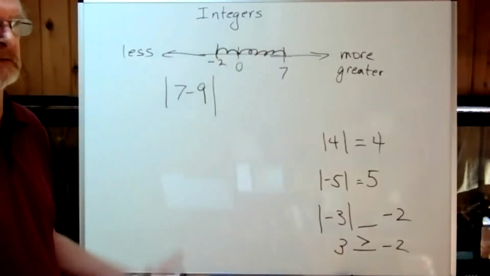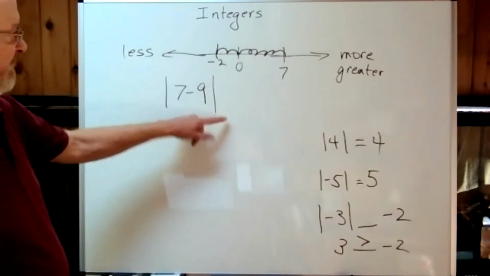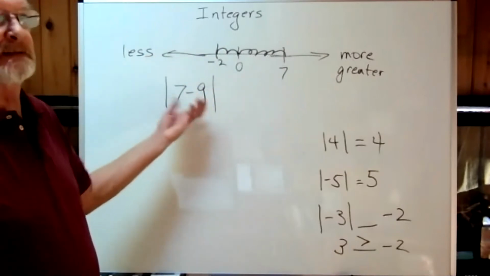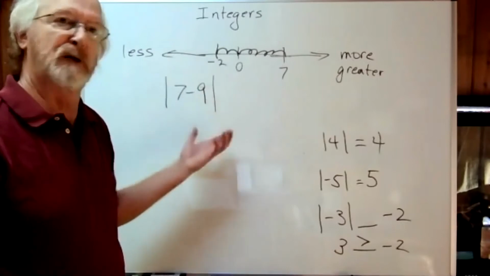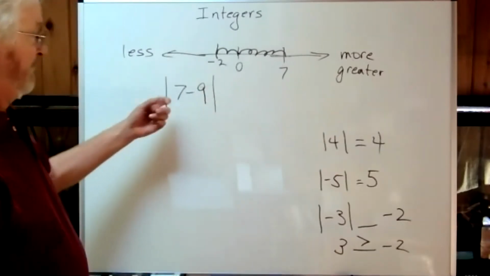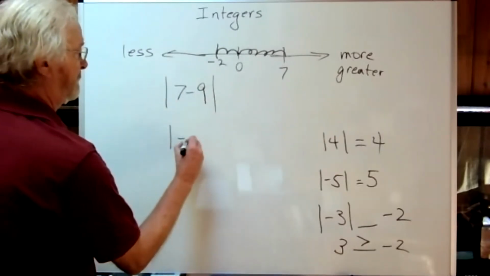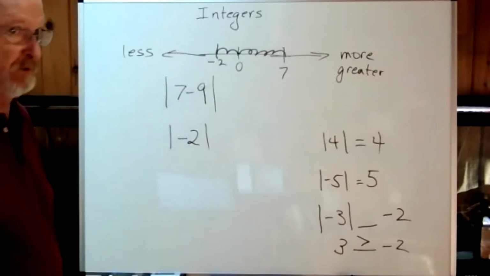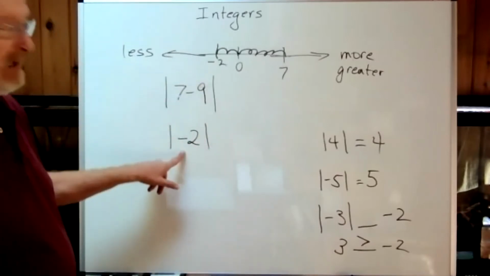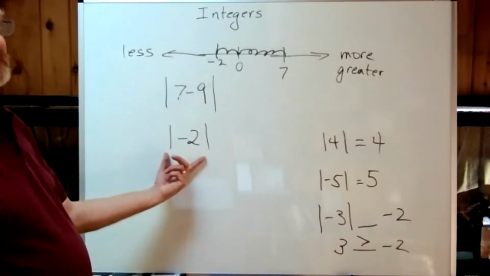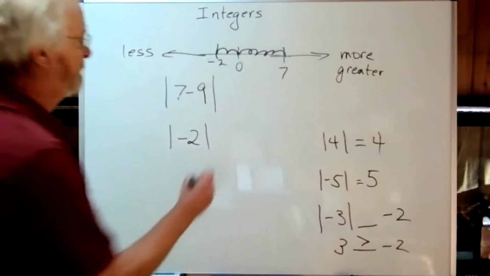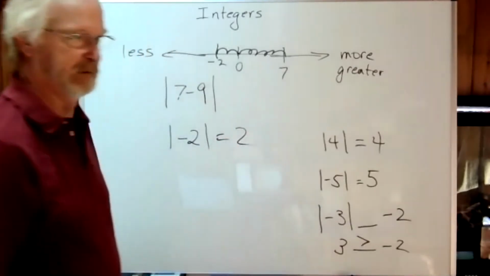Kind of getting a little ahead of myself there. But evaluating what's inside absolute value bars is like a parenthesis, like a grouping symbol. This is actually, what is the absolute value of -2? 7 minus 9 is -2. What is the absolute value? How far is that from 0? It is 2 units, +2.